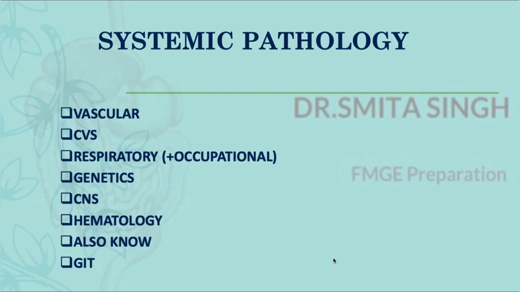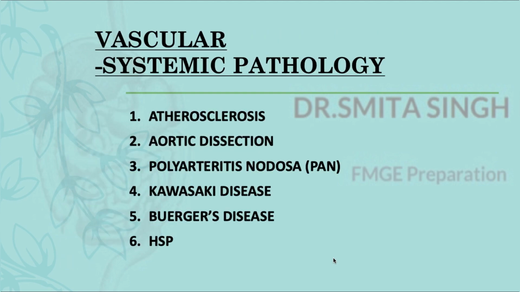What I have done in this is I have divided these things according to the systemic pathology chapters, as you know in systemic pathology what they are. So the thing is I have divided it into vascular, CVS, respiratory, which also includes the occupational, of course, genetics, CNS, hematology, a few which do not fall exactly under anything and you must know them, so there they are, and GIT, of course. So vascular systemic pathology, you need to know about atherosclerosis, aortic dissection, polyarteritis nodosa, Kawasaki, Buerger's, and HSP. These are the must know. You have to know them.